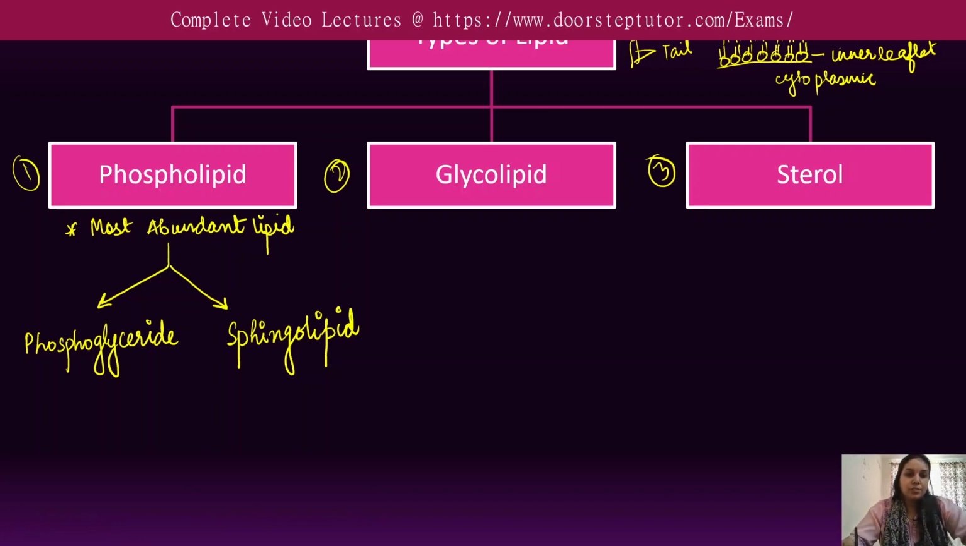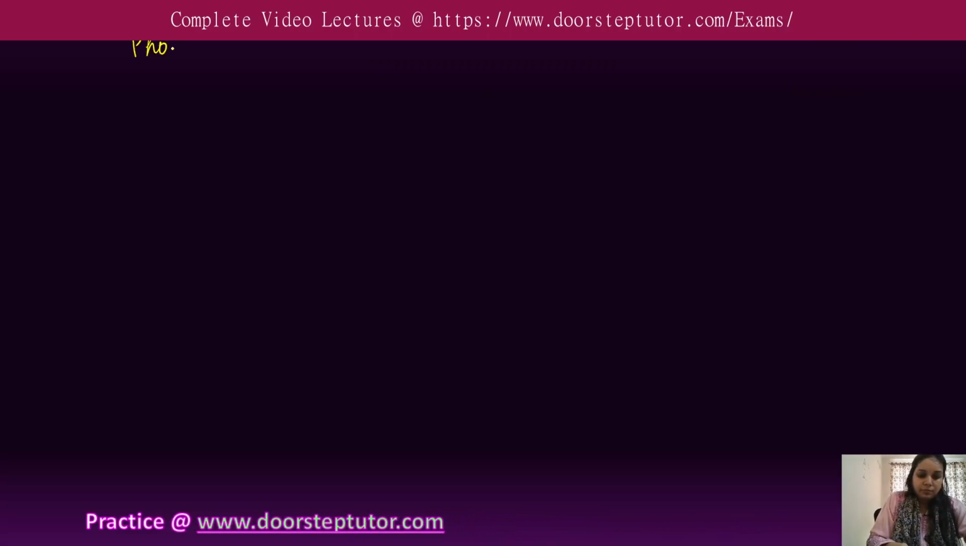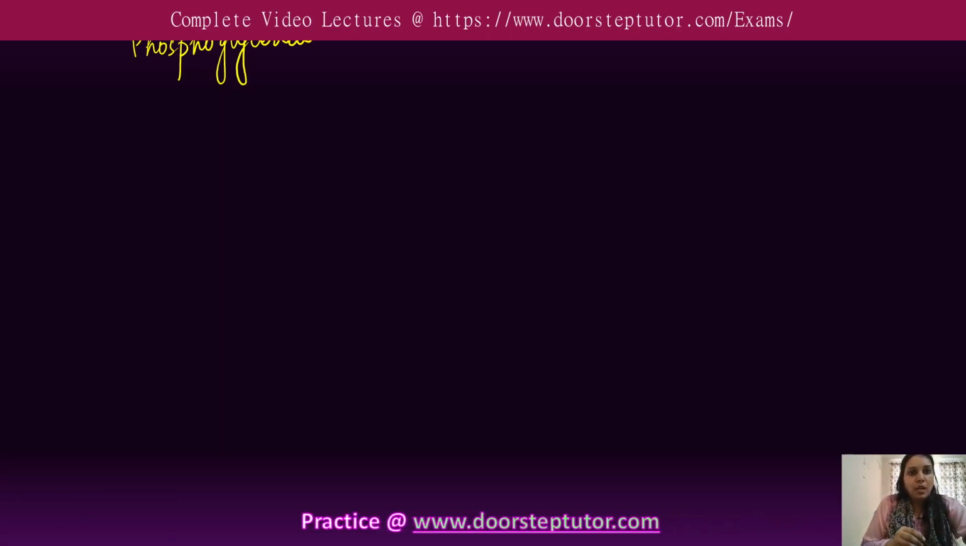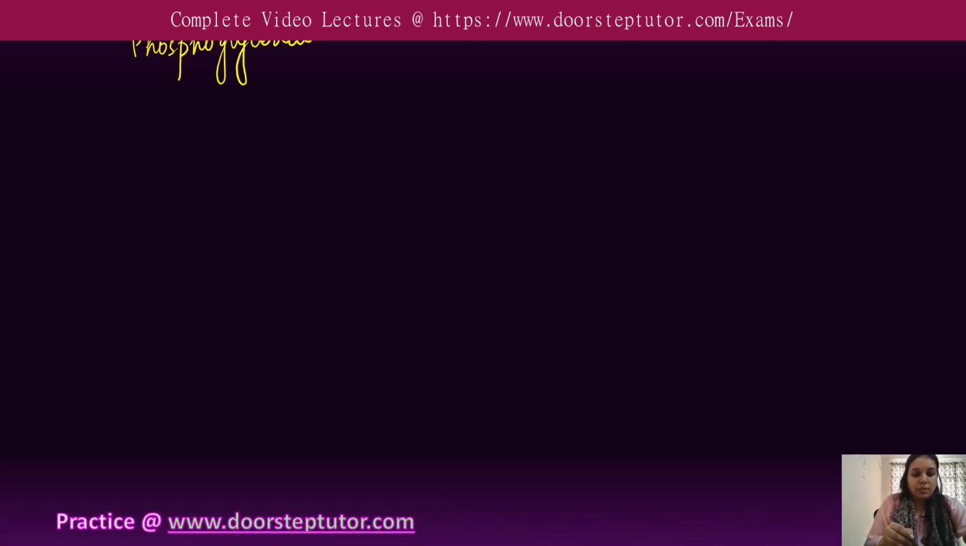The first one is the phosphoglyceride and the second one is the sphingolipid. How are they different from one another? They are both basically phospholipids, but they are different in structure. Now let's discuss their basic structure. Phosphoglyceride, as the name suggests, has a phosphate group attached to the glyceride unit.